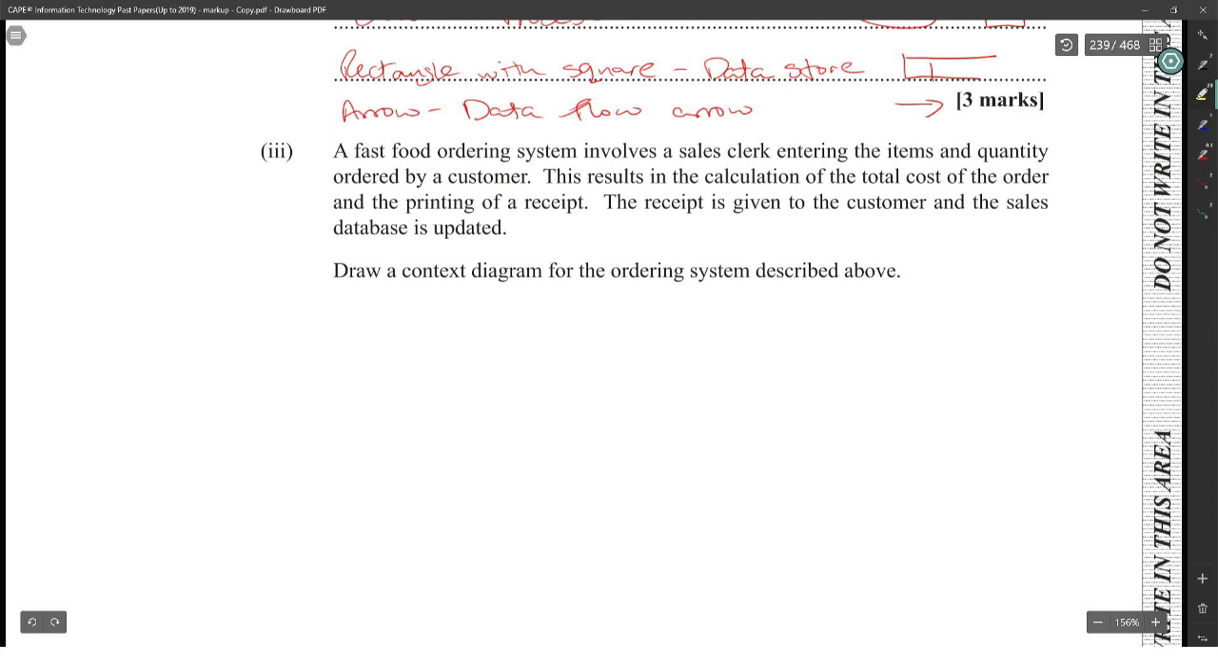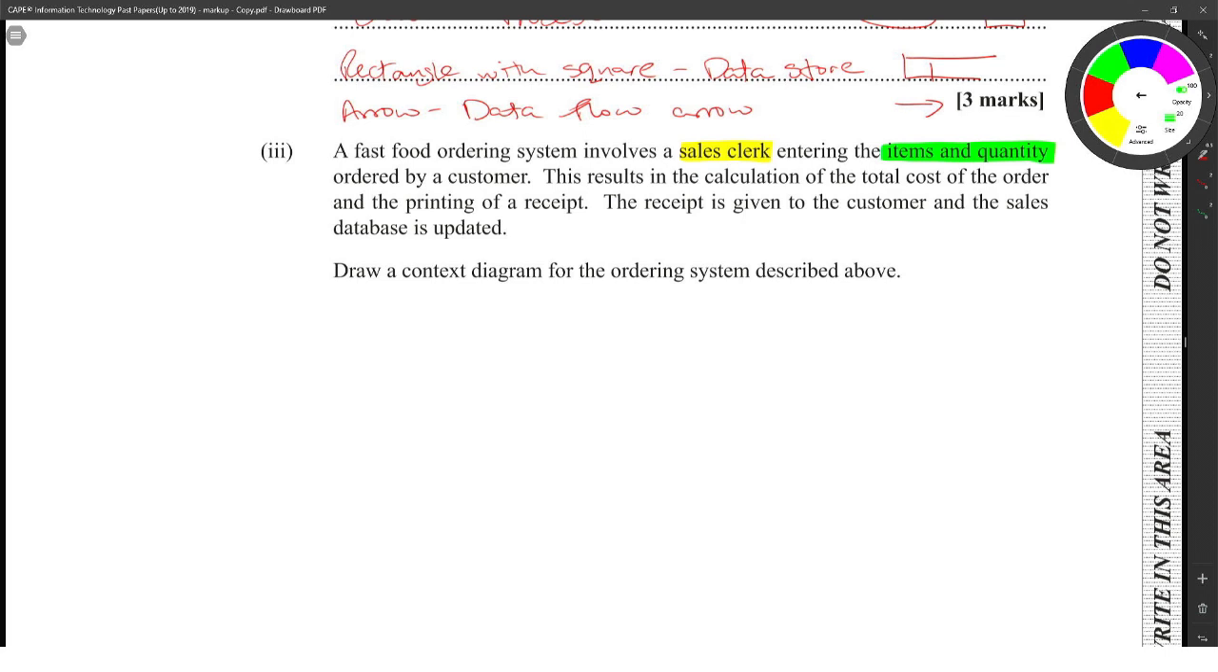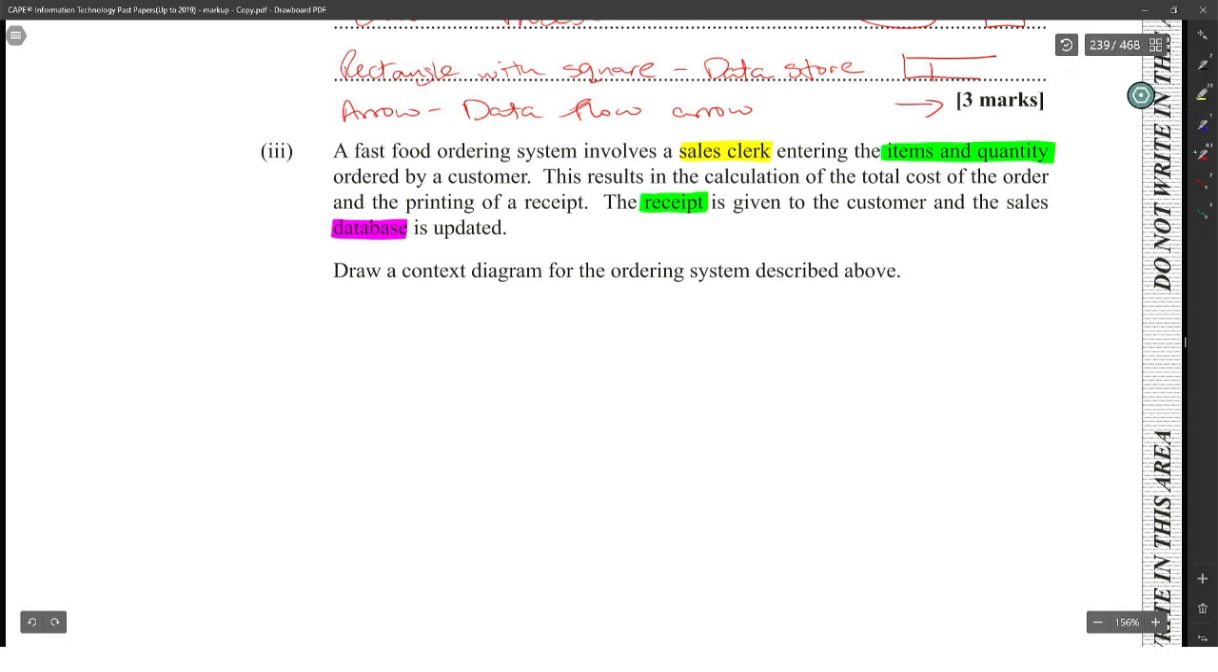Alright, so let me see if I can get the sales clerk as an external entity. Then we have the items and quantity, that is two pieces of data. The receipt is a piece of data that's given back to the customer, and there is a database that is updated. Well, a context diagram is not really supposed to have data stores, but for some reason in these questions they have data stores in the context diagram. So we'll just put it in.